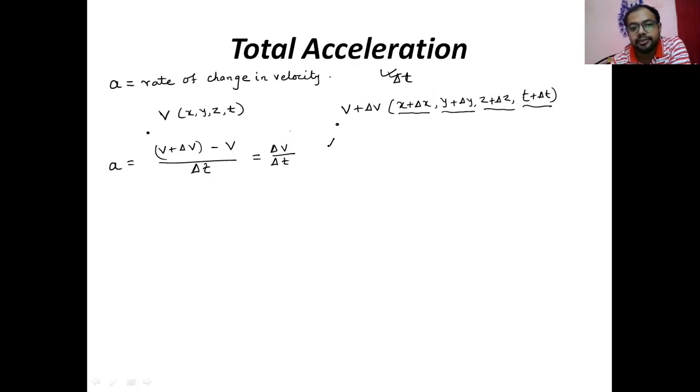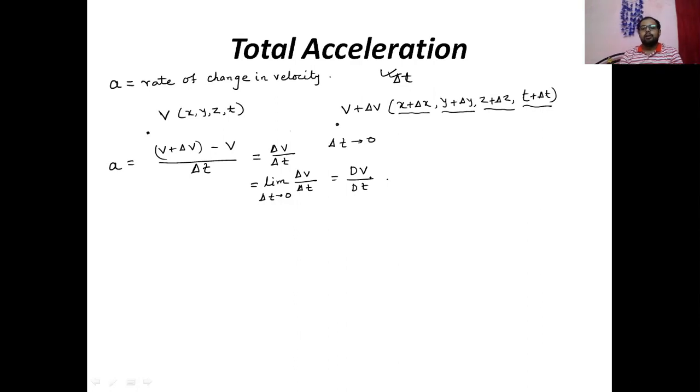If the delta t time is very small, tends to 0, so the limiting component will come here. Delta v by delta t, the limiting component will come. So in differential form it will come as dv by dt. That is the way of getting it.